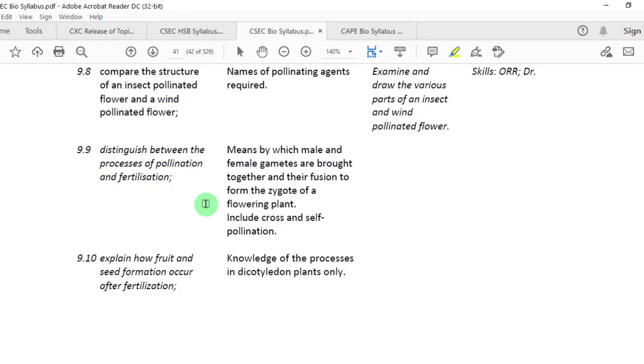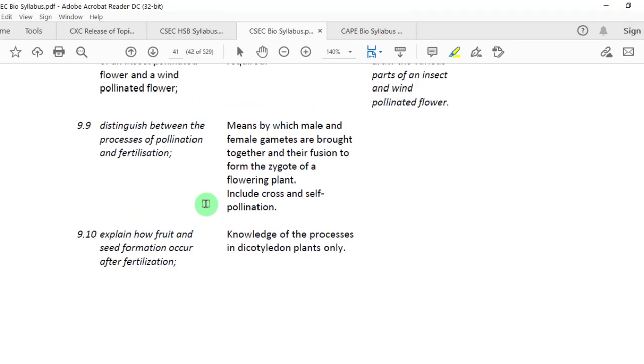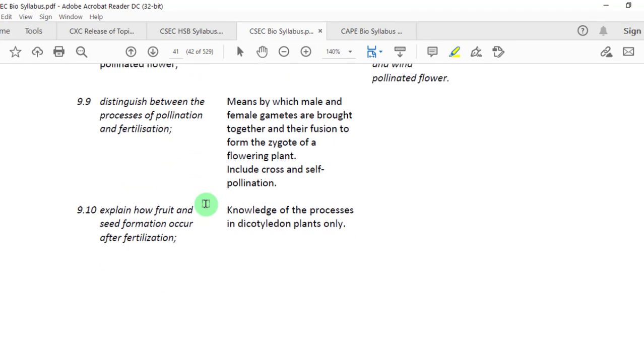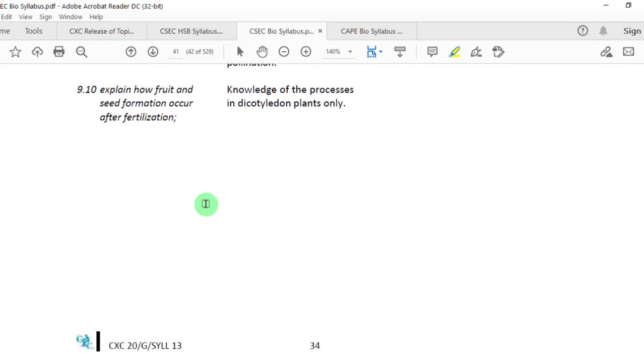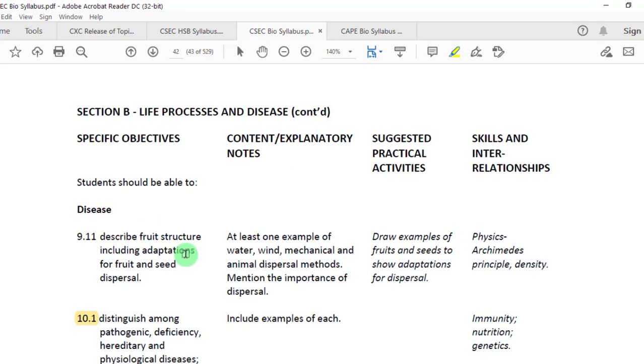Different types of flowers, seed formation, etc., and fruit and seed dispersal. So all of that, you're looking at both plant and human reproduction. So that's it for reproduction, and the last topic is continuity and variation. So let's take a look at that.